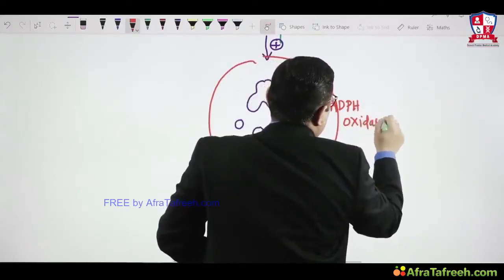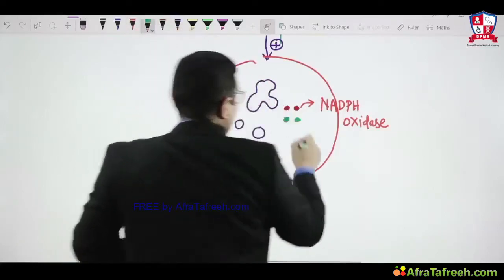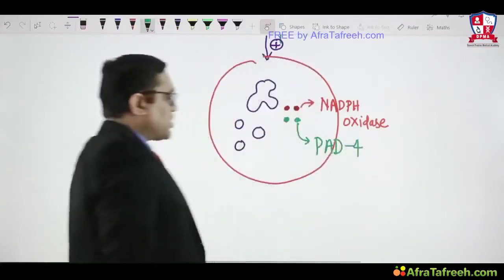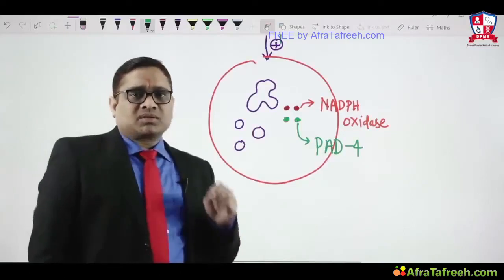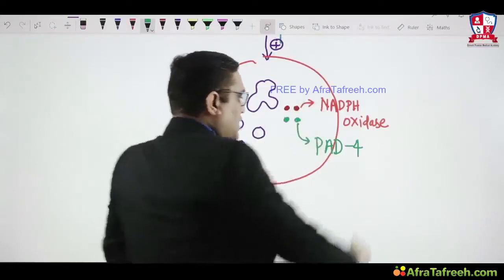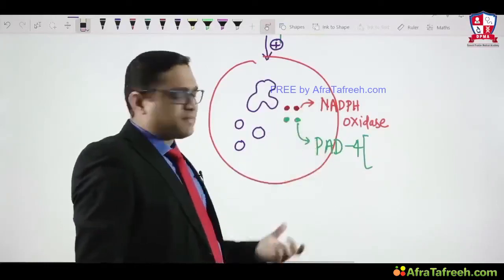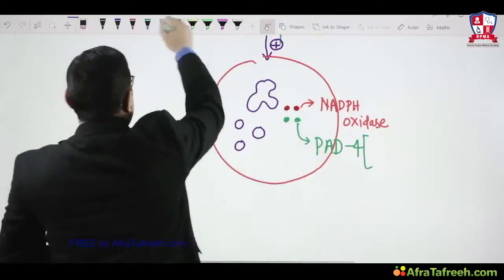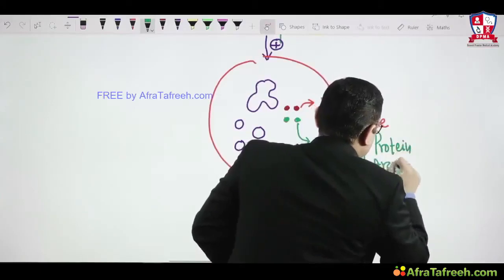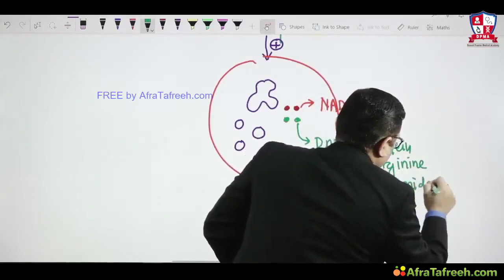So when the neutrophil is getting activated, NADPH oxidase will be activated and released from the granule. And the second thing, this green one, is PAD4. So these are the two important enzymes involved in neutrophilic extracellular trap formation. What are these two enzymes? One is NADPH oxidase, second is PAD4. These are two enzymes present in neutrophil. PAD4 stands for protein arginine deiminase, right? This is the enzyme name.